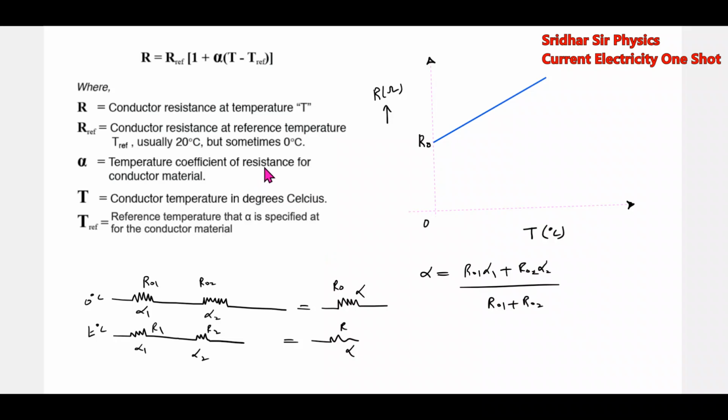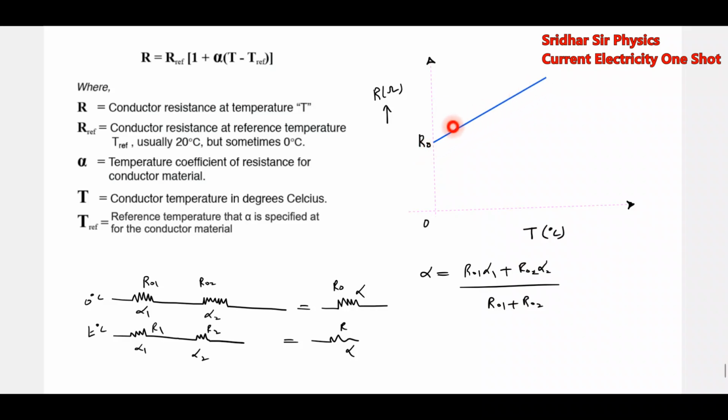Next, we know that as we increase the temperature, the resistance will increase. Why will it increase? As we increase the temperature, the atoms start vibrating about their mean position, and their amplitude and frequency increase. Due to that, more collisions occur, and the electrons passing through will encounter more collisions, so the resistance will increase. Therefore, as we increase the temperature, the resistance of a conductor will increase.